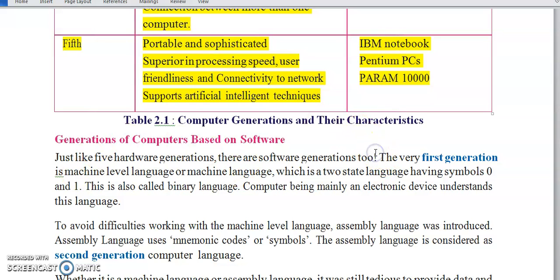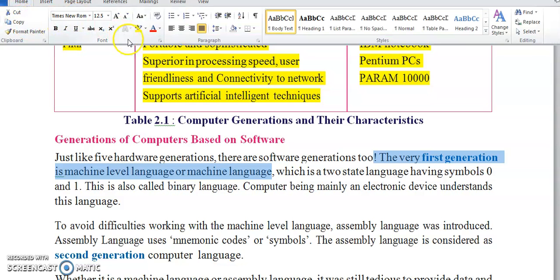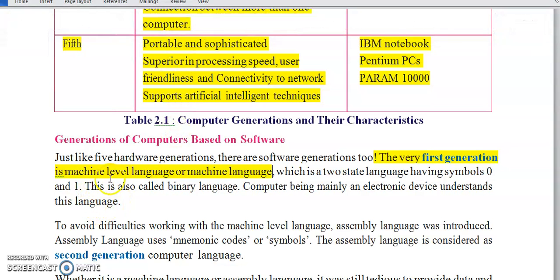First generation in software. What is the first generation in software? Machine level language or machine language, which is a two-state language having symbols 0 and 1. This is also called binary language. Computer being mainly an electronic device understands this language. You know very well what a computer is: an electronic machine which processes data and gives us information. Each and every electronic machine has one main function, start and stop, meaning on and off.